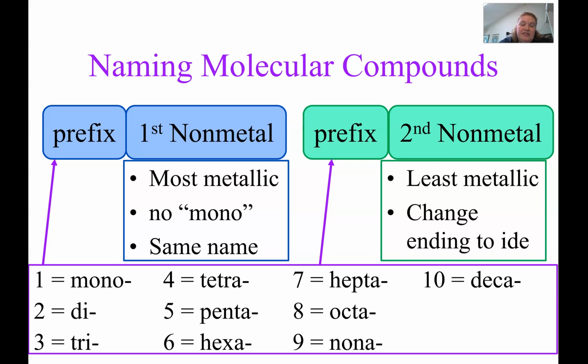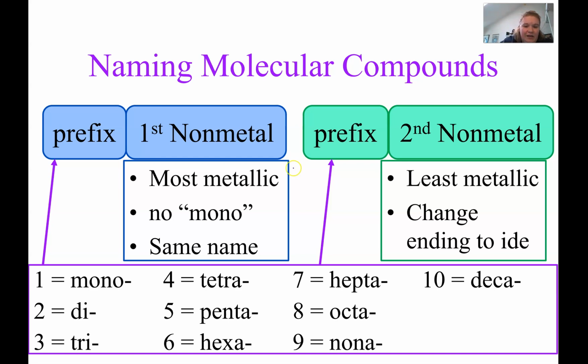Molecular compounds aren't based off of charges, so we have to state how many of the nonmetals are there. And so we're going to use prefixes to do that. So we have a little box on the bottom here that tells us our prefixes. 1 is mono, 2 is di, 3 is tri, and so on. You probably have seen these in other classes, and if not, you're definitely going to see them in future classes. So we use a prefix to tell us how many of each nonmetal there are.